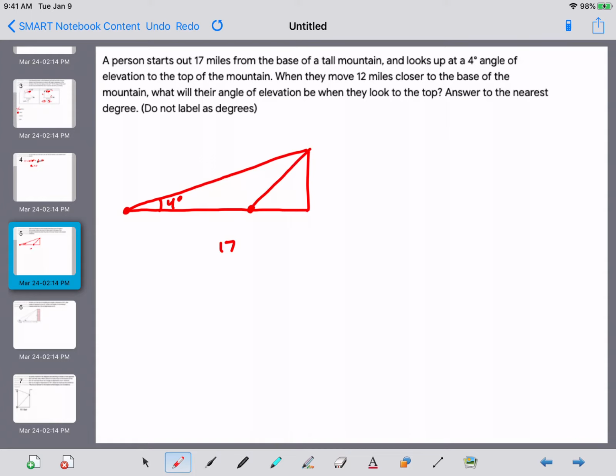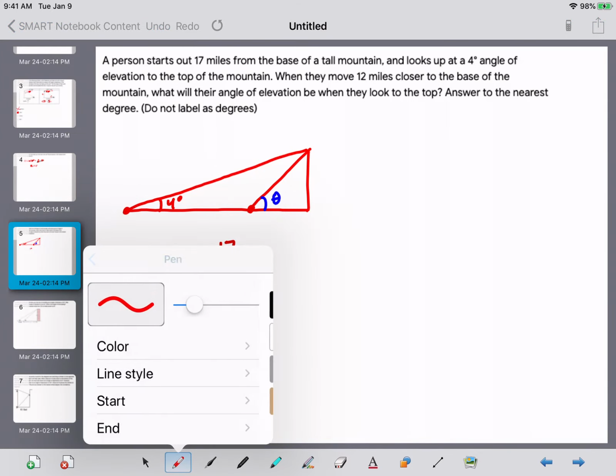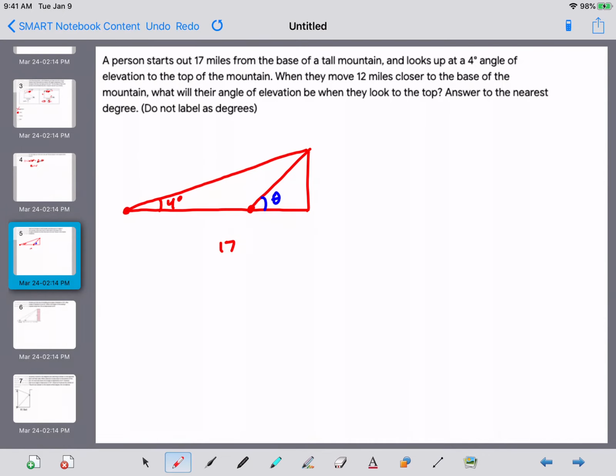And now, this is actually what we want to find. We want to figure out what their angle of elevation is now to look up to the top. All right, so we know a couple things. They started here, they moved 12 miles closer, so this is 12. And we know this entire distance that they start with is 17, so that has to be 5. And we're going to assume this is a right angle here, like usual.